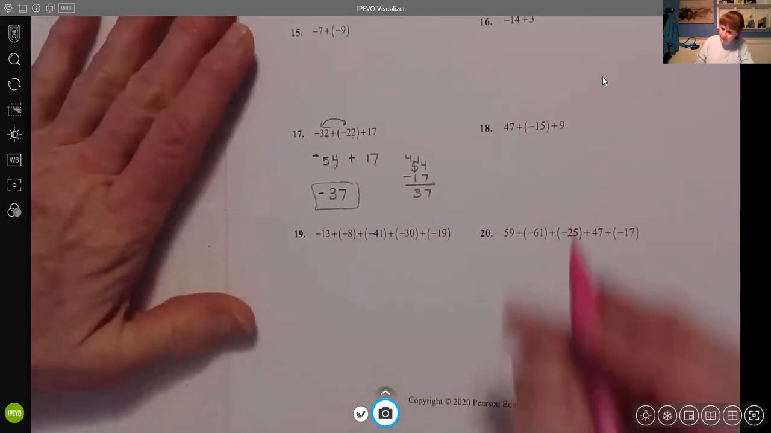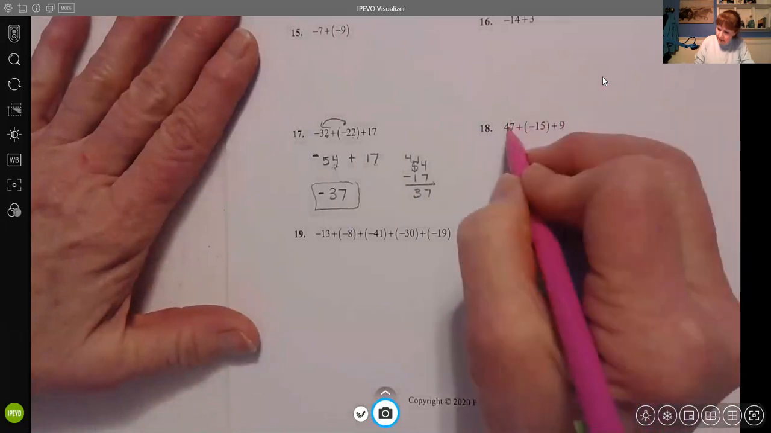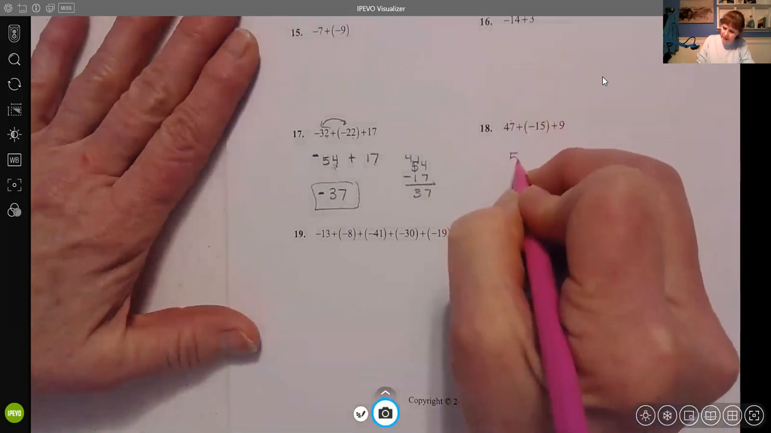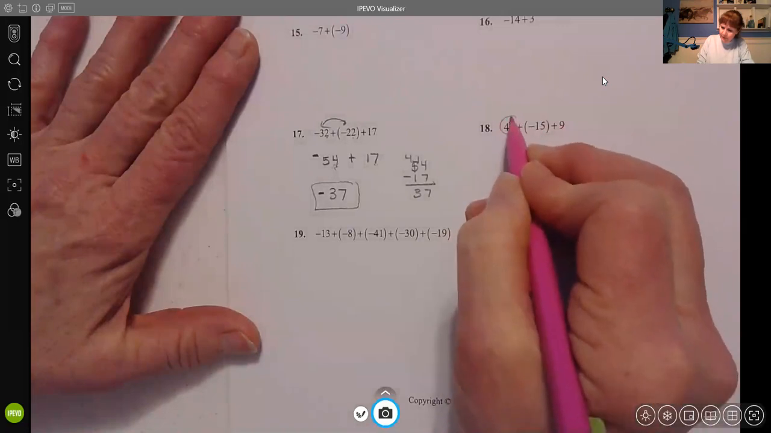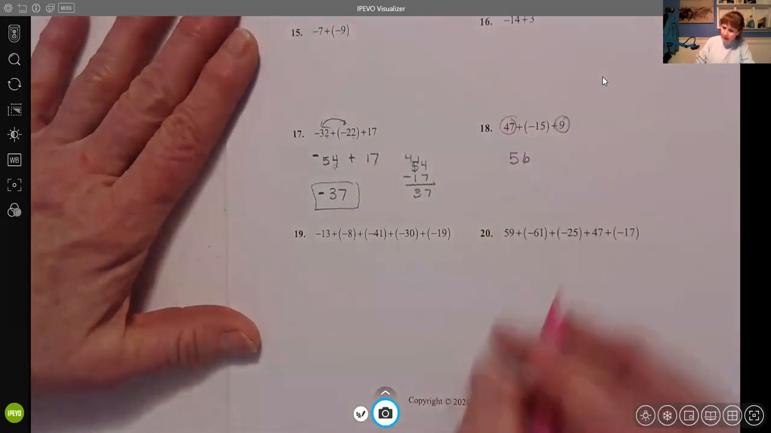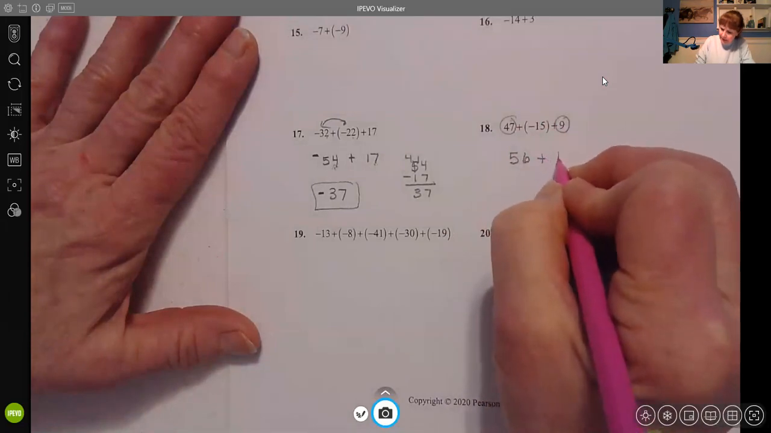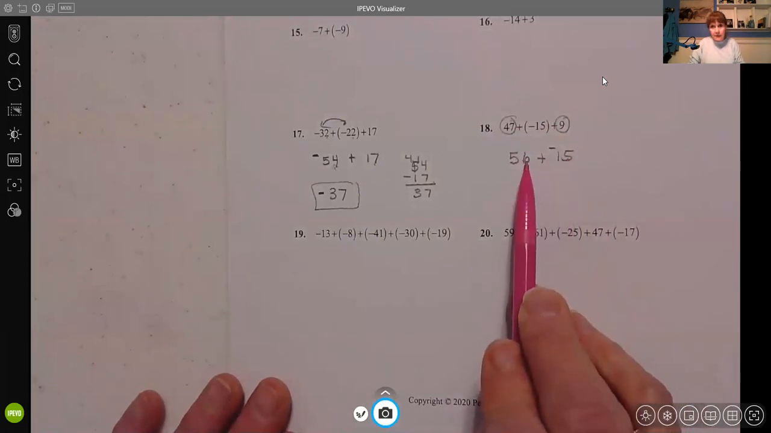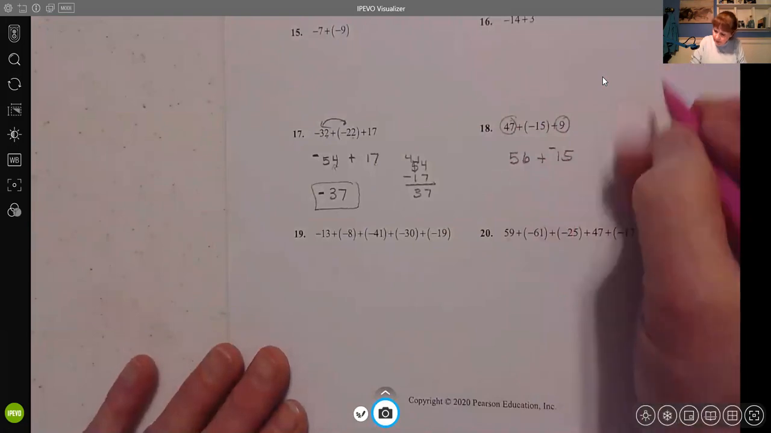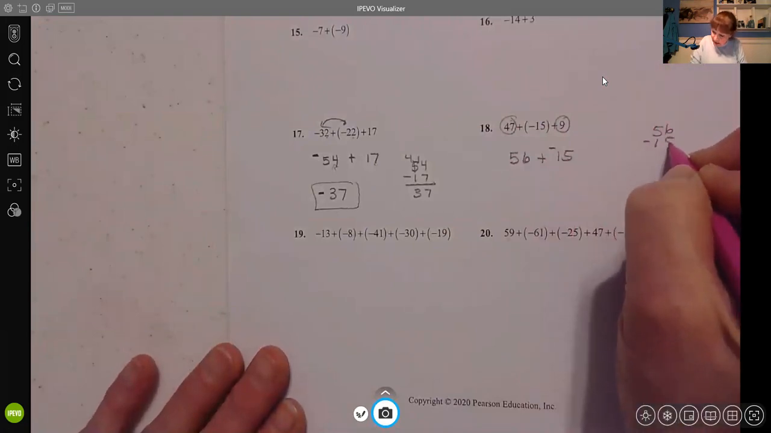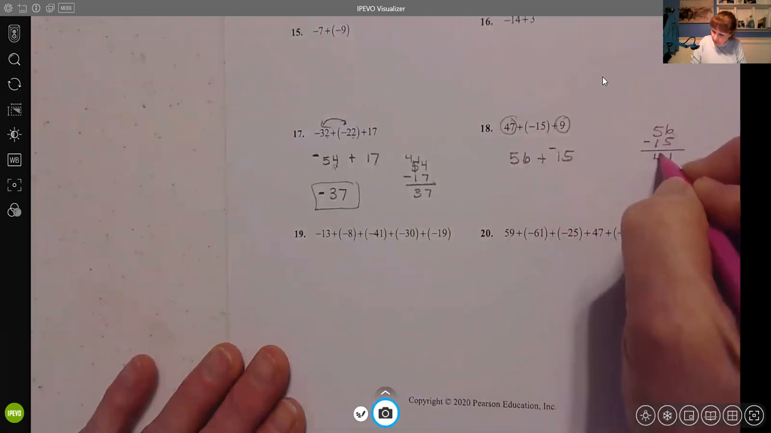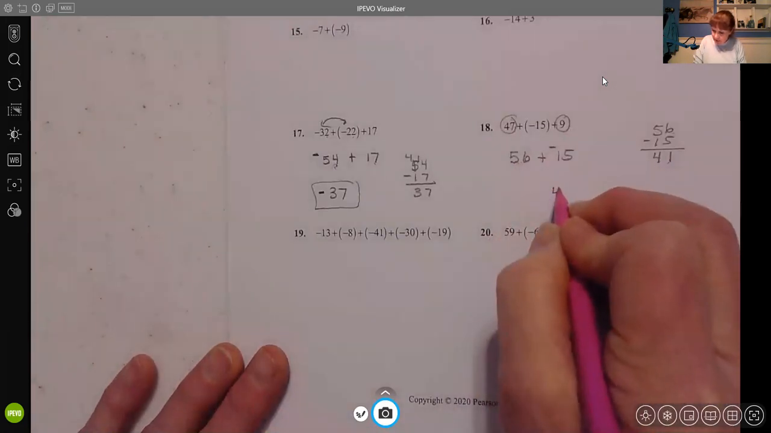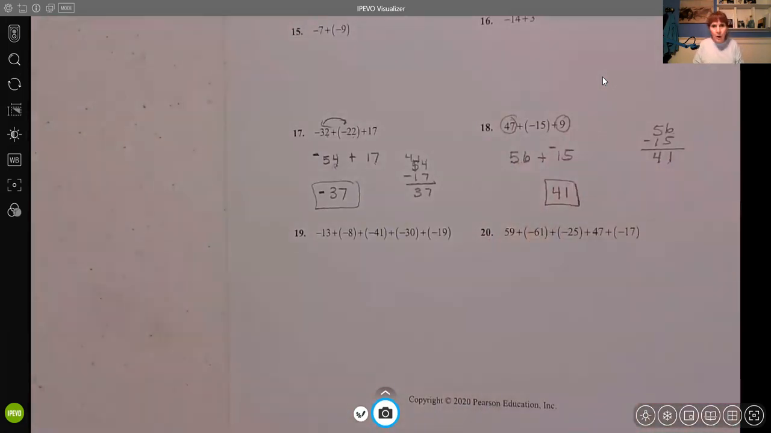Let's look at 18. I've got these positives, so I'm going to go ahead and add the positives. So that gives me 56 positives. If I have 47 positives and add 9 positives, plus I have 15 negatives. 15 of these negatives are going to cancel 15 of these. So what's left? Well, let's go ahead and subtract the 15 out. You're going to have 41 left of this, and they're going to all be positives. So your answer is 41.